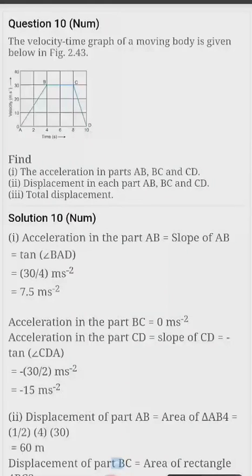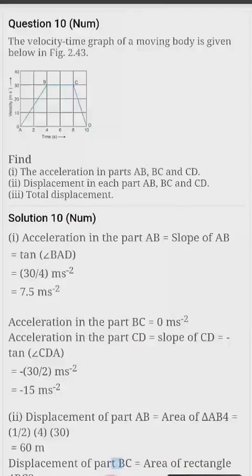Just focus on AB. The area below that, it is in the form of a triangle. So the formula is half into base into height. Base is 4 and the height is 30. So half into 4 into 30, you get 60 meters.